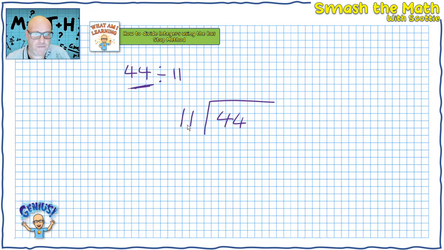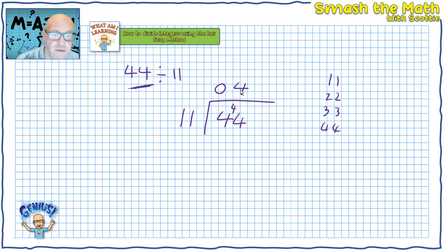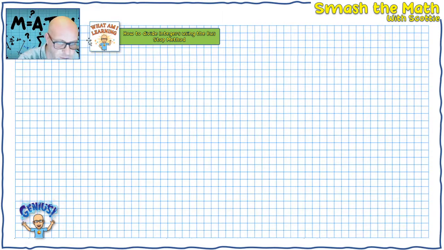So we're going to say, first we start with how many 11s are in 4. We take the first digit of 44 and we say none. And then we carry our 4 and then we say how many 11s are in 44. We do our 11 times table. Easy. 4. Okay, so 44 divided by 11 is 4. That's just a basic division and carrying. Okay, so I'm going to show you a couple of other examples that are not that straightforward.